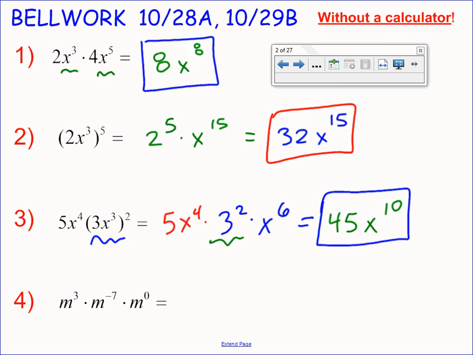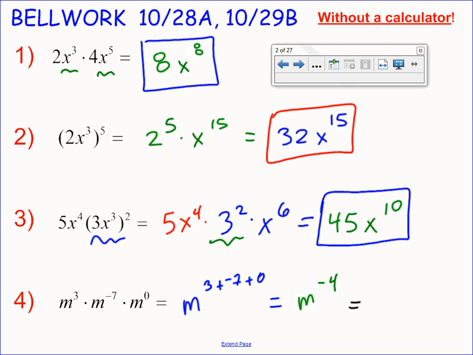And so I think it's easiest instead to go ahead and rewrite this as a single power of m and add my exponents. That is to say, 3 plus negative 7 plus 0, right? We can do that product of powers and add my exponents all together. So it looks like I get m to the 3 plus a negative 7 is negative 4 plus 0 is negative 4. And now we want to write our final answer with positive exponents.